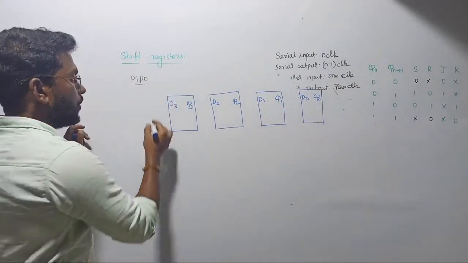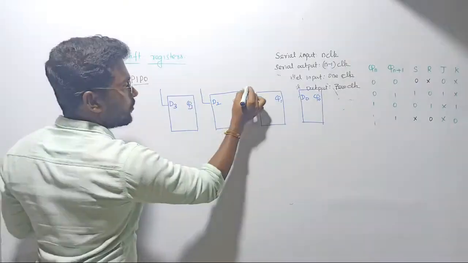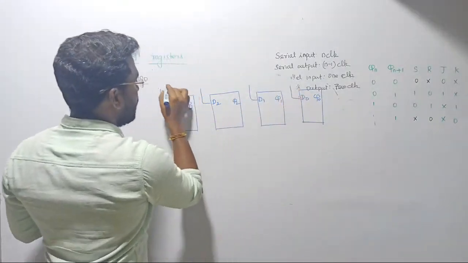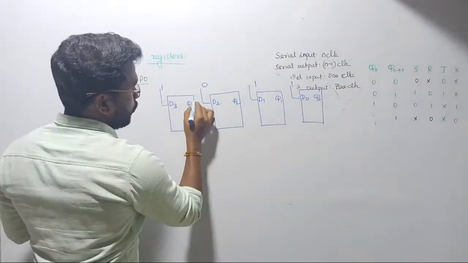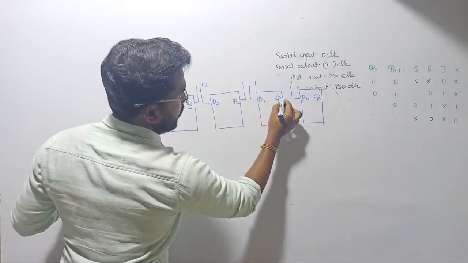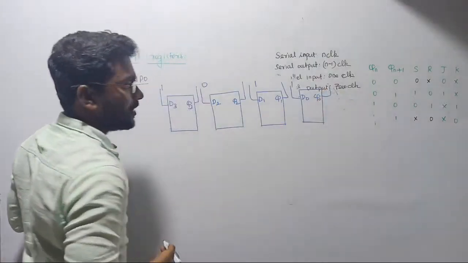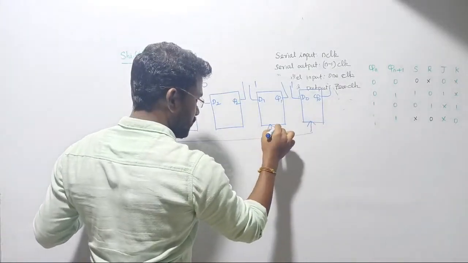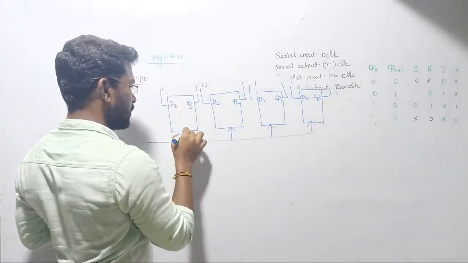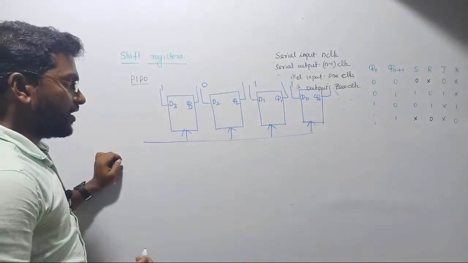Now parallel input in the sense input will be given like this. Let us take the same data, 1011, as the example. Clear? Parallel output, directly you can collect the data. Anyway, the flip-flops will be synchronized together. This is a synchronous counter, a synchronous register.